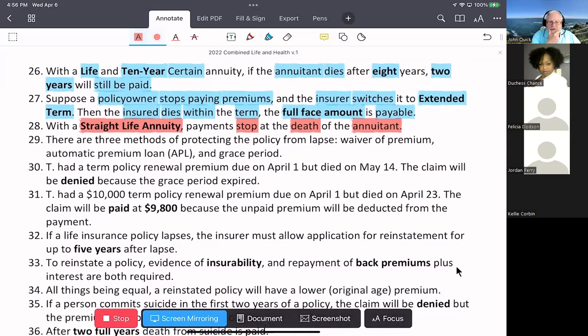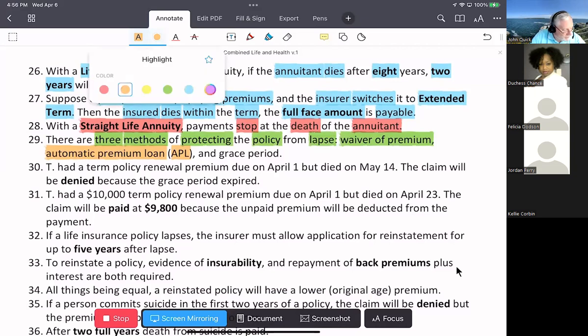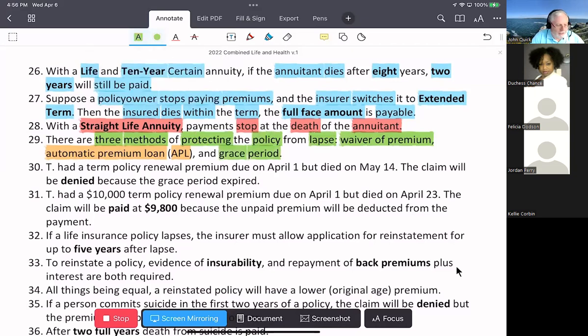How could you protect a policy from lapsing? Well, there's 3 ways to do that. You could do waiver of premium. So if you get disabled, they'll make the payments for you. You could do APL, automatic premium loan, and they'll do that automatically as long as you check the box. And then don't forget, we got a 31-day grace period. And if you die within the grace period, then it's still going to pay it. So that's pretty clever.